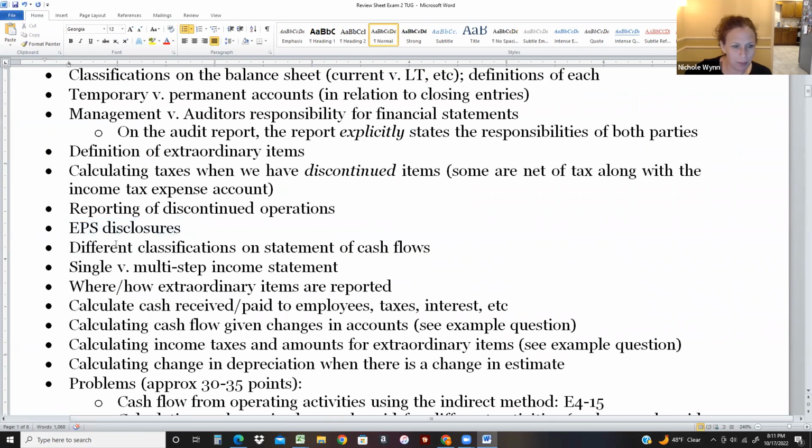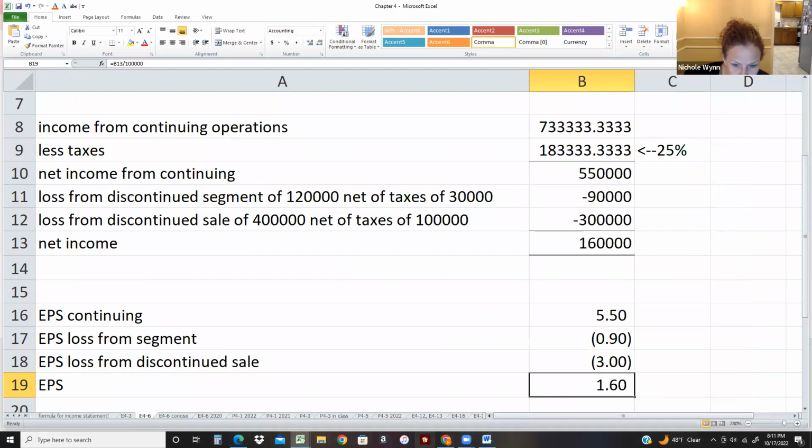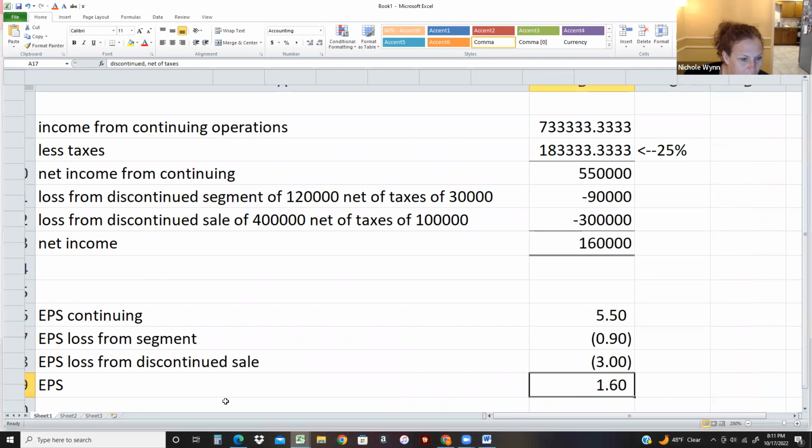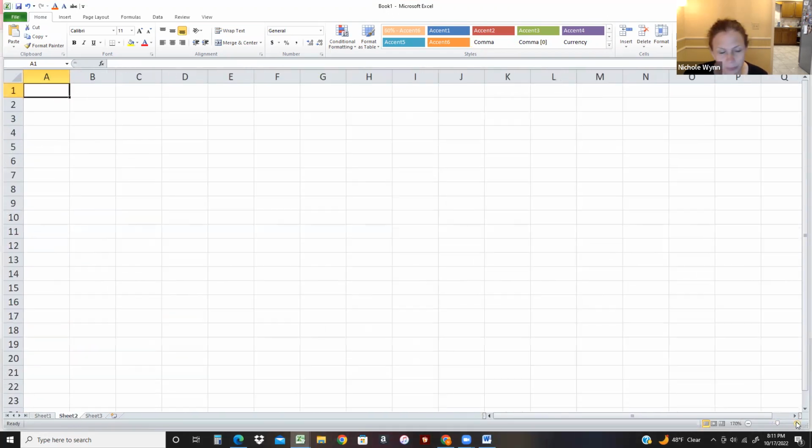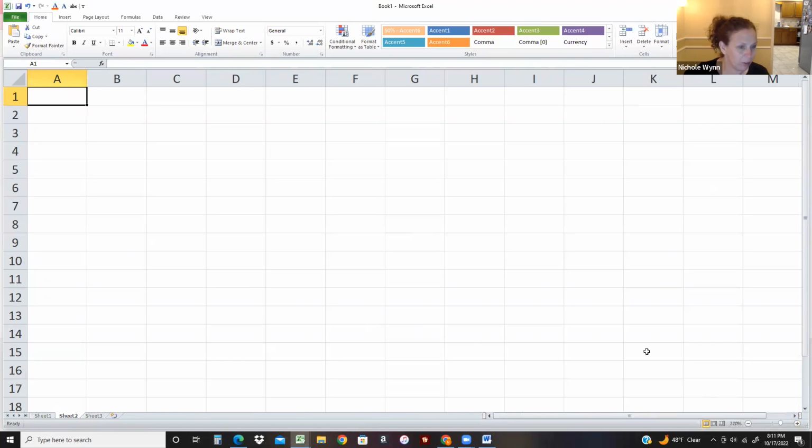So from there, we move on to cash flow. And so for cash flow, there are a ton of questions on operating, investing, or financing. So specifically, keep in mind that operating is all of your normal stuff.